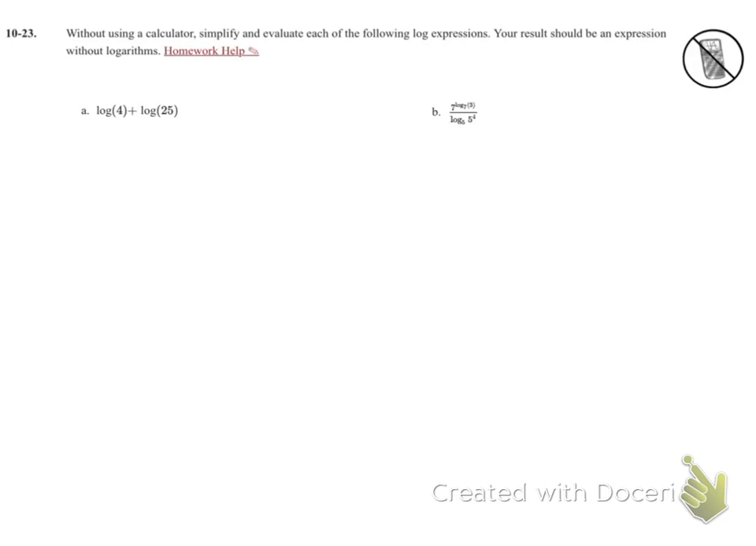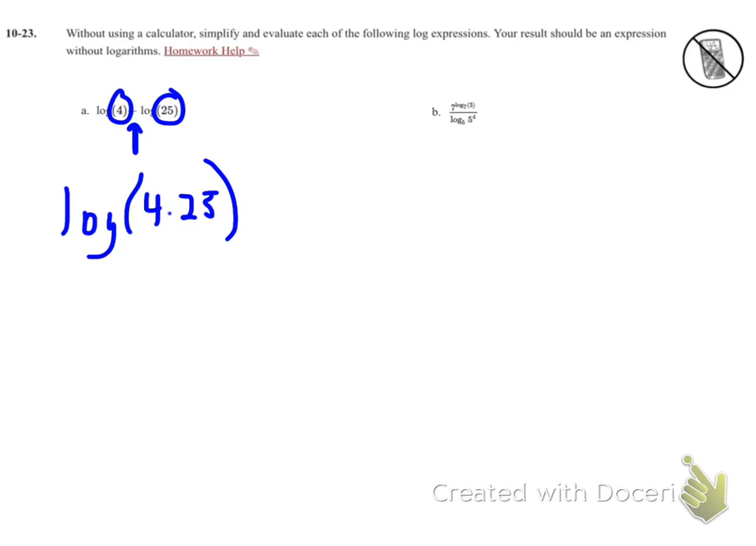And what we've learned before is that when you add logarithms, I can write this as one log by taking the two things that I'm taking the log of previously and multiplying them. So this is the same thing as log of 100. So again, my base is 10 because it's not written, so it's always assumed to be 10.